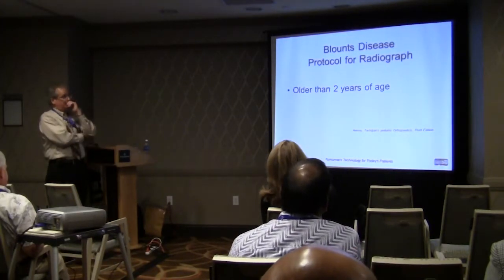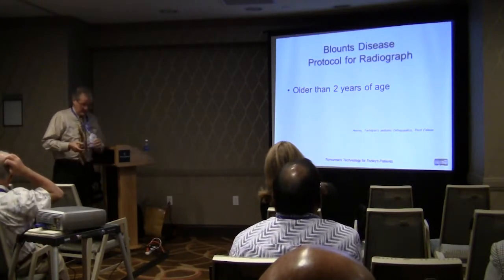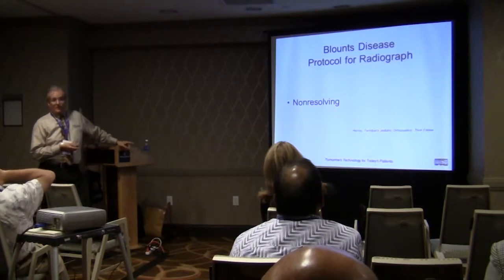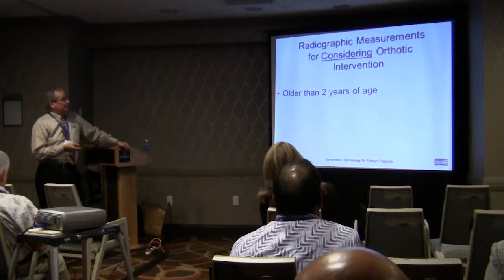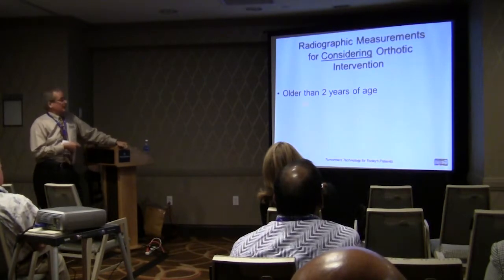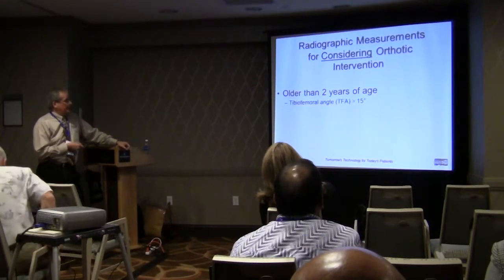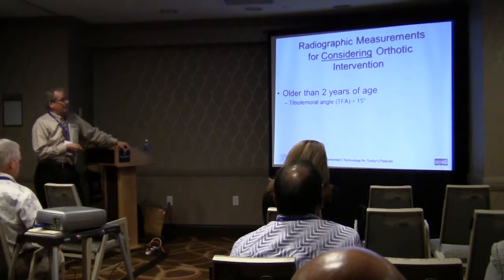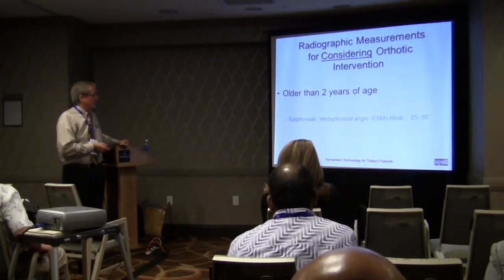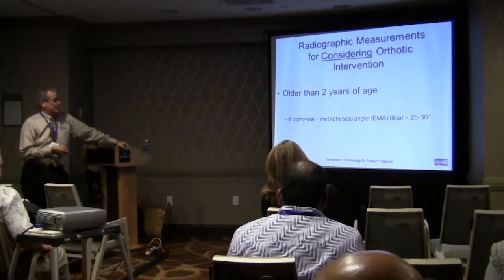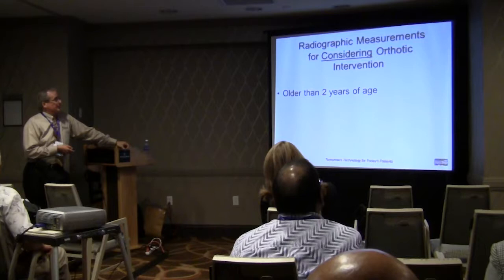So when you're treating Blount's kids, when you look at it radiographically, you want to typically not take the x-ray until they're 2 years of age. You want to make sure they're non-resolving asymmetric deformity. The markers to consider orthotic treatment: older than 2 years of age, the tibial femoral angle greater than 15 degrees, the metaphyseal diaphyseal angle greater than 11 degrees, epiphyseal metaphyseal angle greater than 25 to 30 degrees.